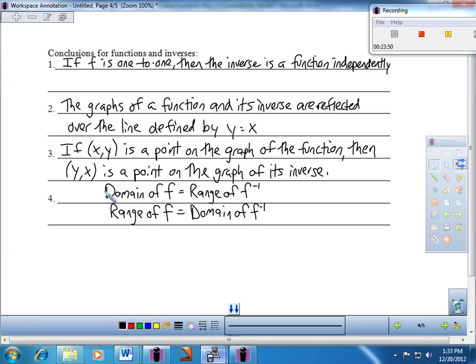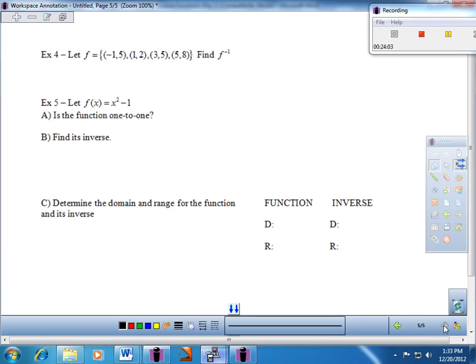Wow, that's great. Okay, so I figured we would do just a couple more examples to round this out. And let's see, example 4. So let a function be just a set of ordered pairs. And remember, everyone, there are a variety of ways to represent a function: either a table, a set of ordered pairs, a graph, an equation. Here it's just a set of ordered pairs.